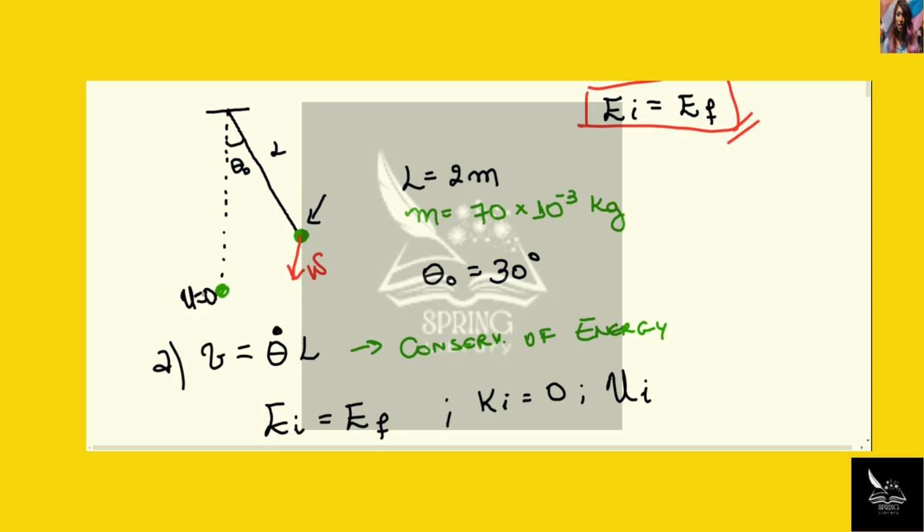If we put the point making a zero angle to be our point of zero gravitational energy, then the gravitational energy at this point is going to be mg times h, in which h is the distance between the vertical projection, let me put this in green, and the total length of the wire. So it's going to be this thing here.